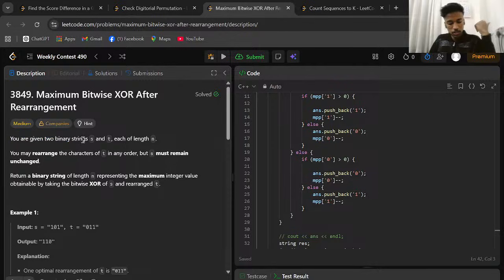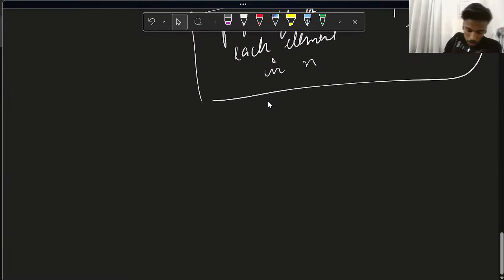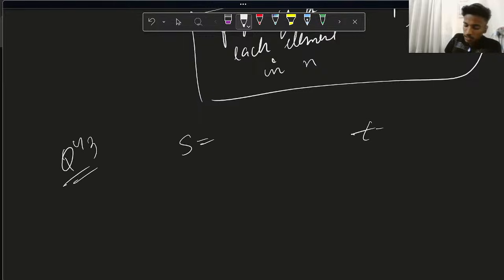You are given two binary strings s and t, each of length n. You may rearrange the characters of t in any order, but s remains unchanged. Return a binary string of length n representing the maximum integer value obtainable by taking the bitwise XOR of s and rearranged t. So question 3 states you are given two strings s and t. Both are binary strings of the same length.